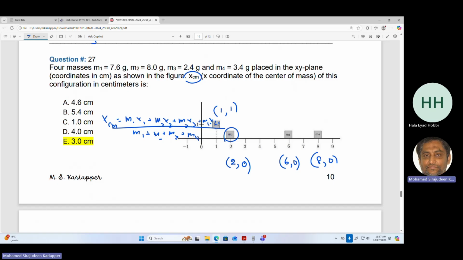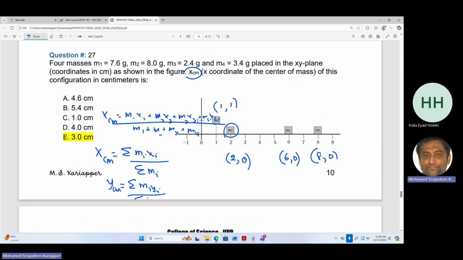Yeah, that's the definition of the center of mass or center of gravity. The center of mass equation is sigma m_i x_i, the coordinate of x weighted by the mass, divided by total mass. If I change the question to the y center of mass, what happens now? It will be sigma m_i y_i divided by total mass. Same thing.